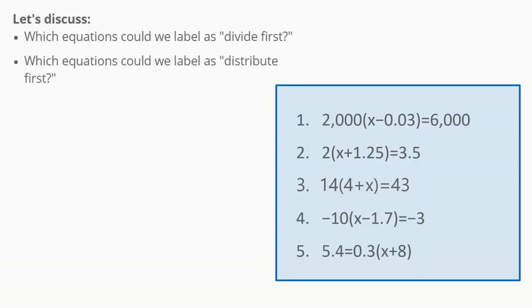So which one will we label as divide first? So let's check and see. So looking at that first one, because we have that even number of 2,000 and 6,000, I think it would be easier to divide first. What do you think? Awesome job. So we're going to say number 1 is easier to divide first. So what we're going to do, we're just going to color this one red. So all the ones that are easier to divide first, we're going to color red. Okay? And then the other ones that are easier to distribute, we just leave them blank.